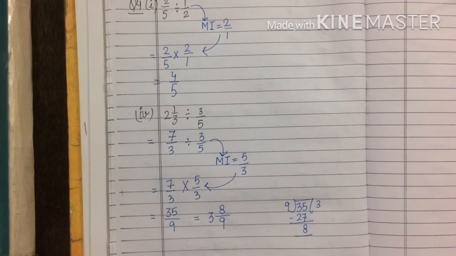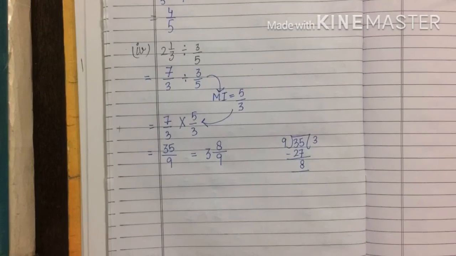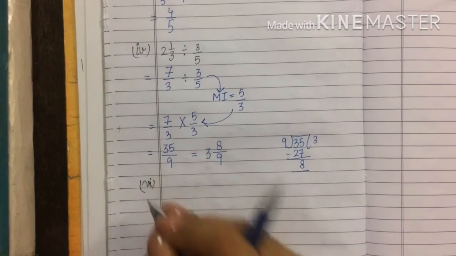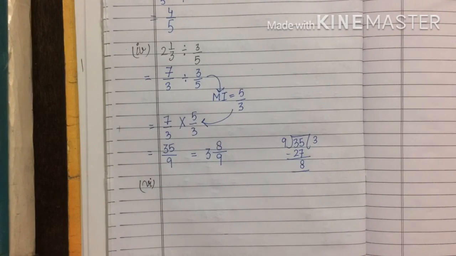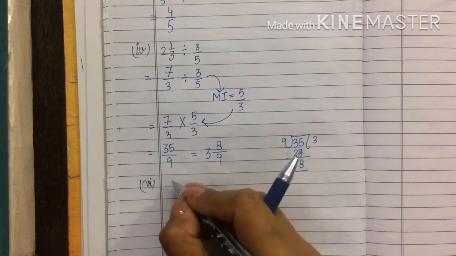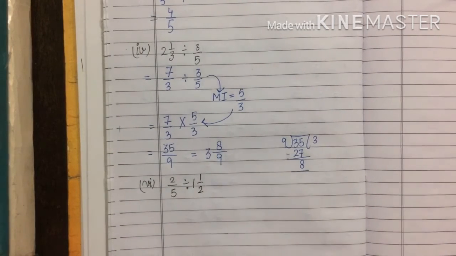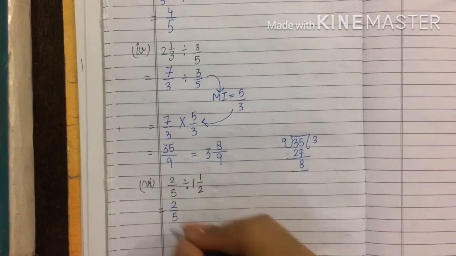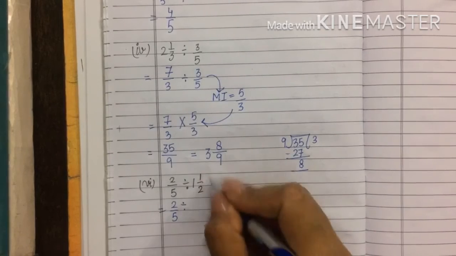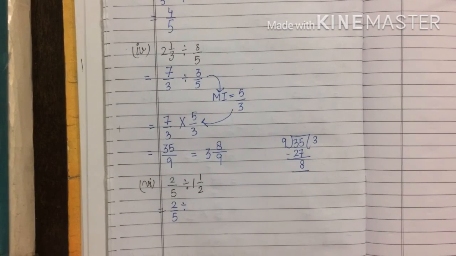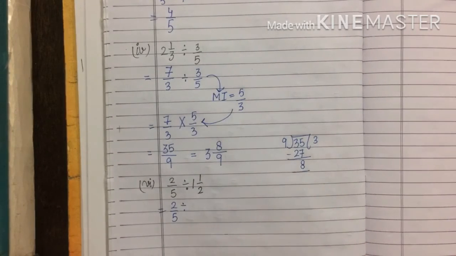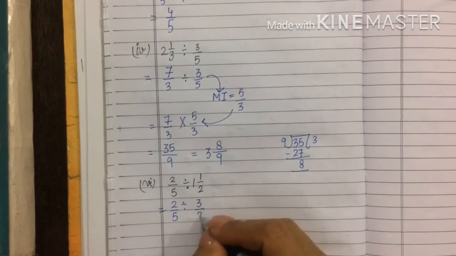Let's do a couple of parts more. I'm taking the sixth part now. Sixth part of this question, we have 2 by 5 divided by 1 and 1 by 2. So 2 by 5 is a fraction, fine. Work out this mixed number. 2 1s are 2 plus 1 is 3, so this is 3 by 2.